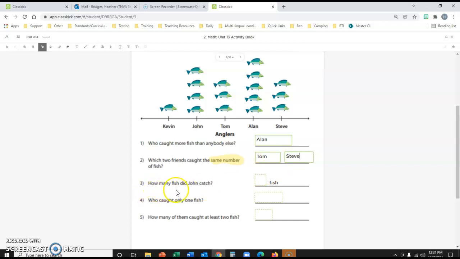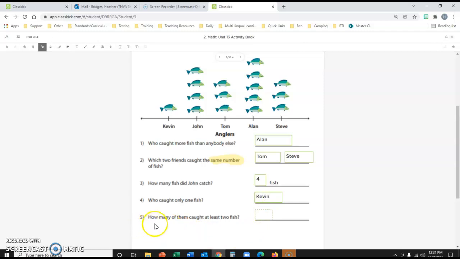3. How many fish did John catch? I'm going to look for John, and I'm going to count how many fish are above his name. 1, 2, 3, 4. John caught 4 fish. 4. Who caught only 1 fish? I can see here that Kevin is the only person that only has 1 fish above his name. So that tells me that Kevin is the one person who caught 1 fish.